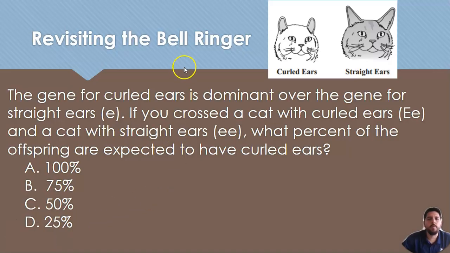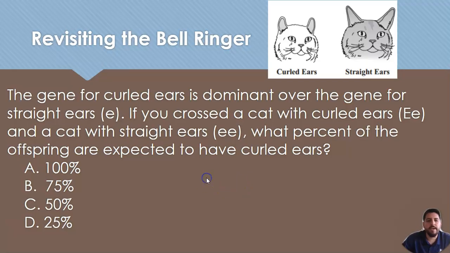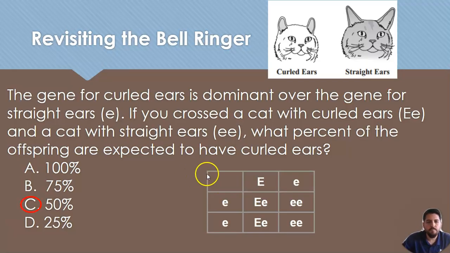So now let's revisit the bell ringer very quickly. The gene for curled ears is dominant over the gene for straight ears in cats. If you crossed a cat with curled ears, capital E, lowercase e, and a cat with straight ears, two lowercase e's, what percent of the offspring are expected to have curled ears? So we can use a Punnett square to solve this answer. And if we do that, we would see that 50% of the cats will have curled ears and 50% will have straight ears. And this is what your Punnett square would look like if you did it.